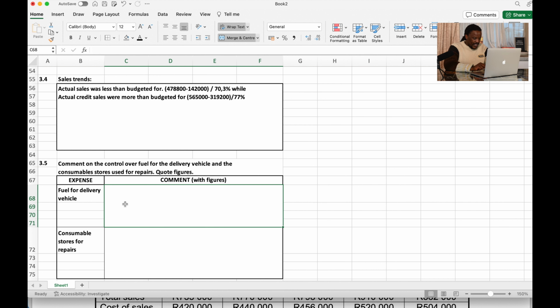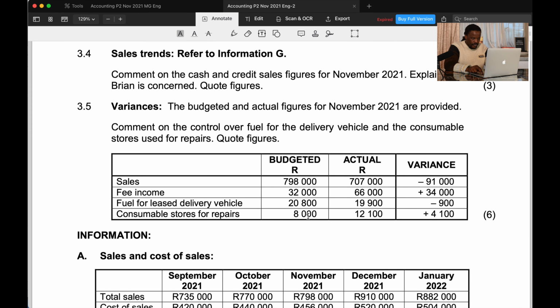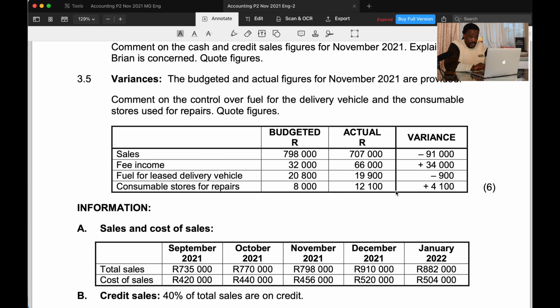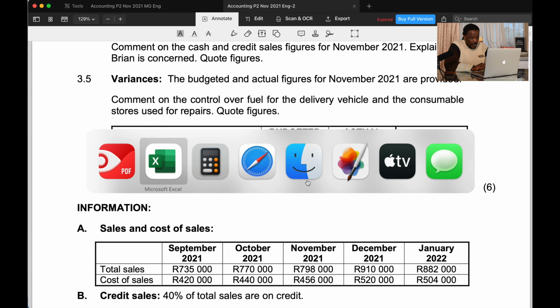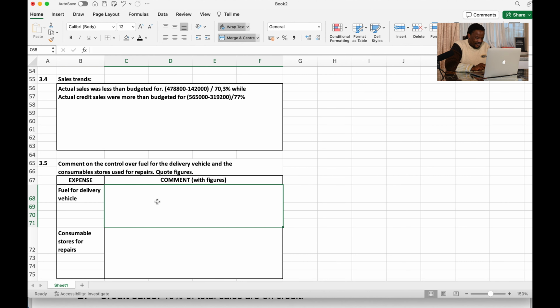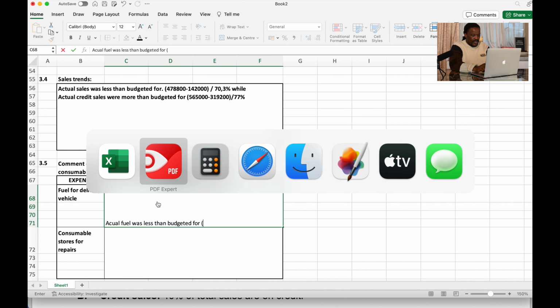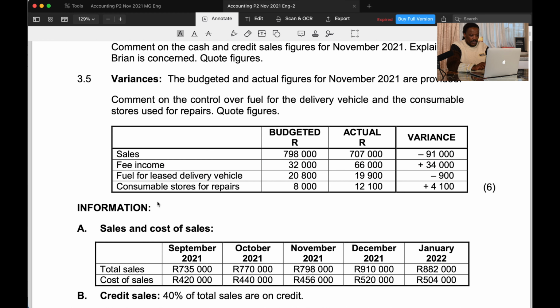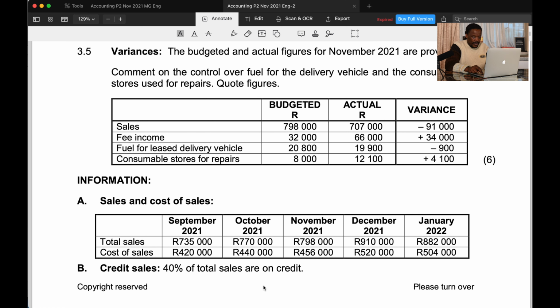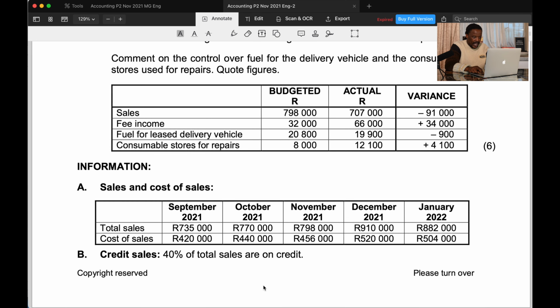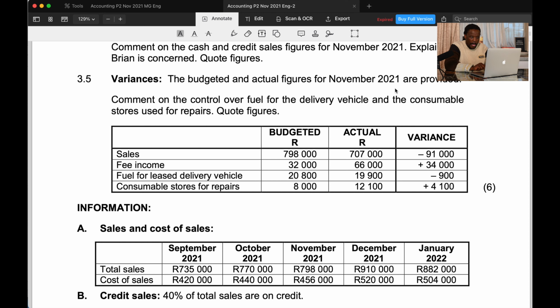Now let's look at the fuel. Was actual fuel more or less than budgeted for? Actual fuel was less than budgeted for. And then you quote figures. How do you quote figures? I'm going to show that difference because I want to show you different styles. You go to that information again. Where's that? Oh, the information is given just here.